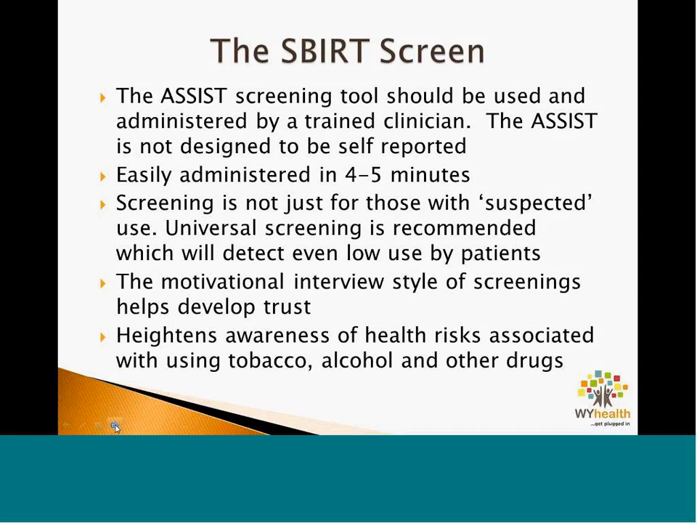Clinicians are used to giving health risks for substance use. However, with the way the questions are asked on the Assist screening tool and the way the brief intervention is conducted, the health risks now can sound different and have more of the internal knowledge of what patients themselves can do to either cut back or stop substance use.